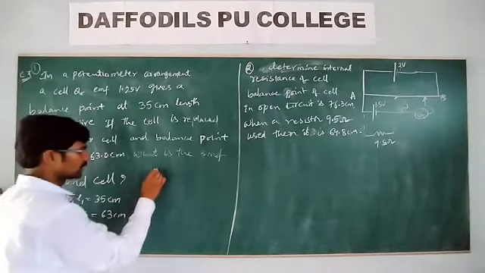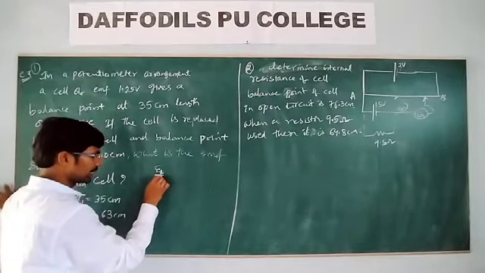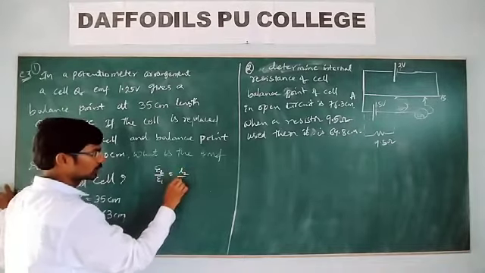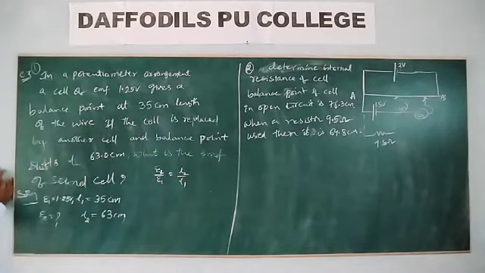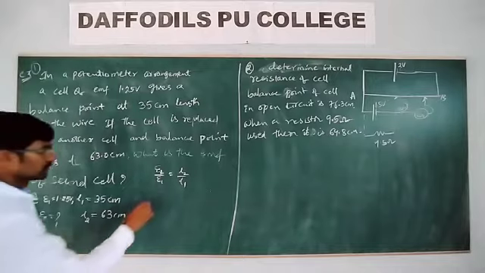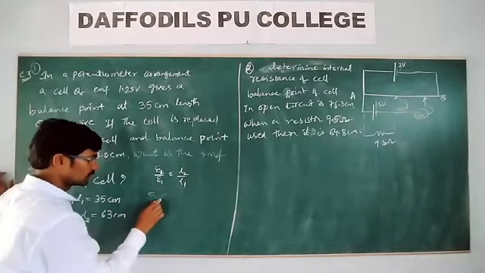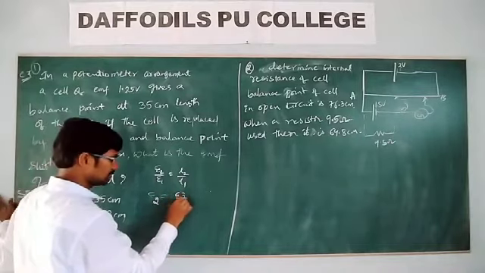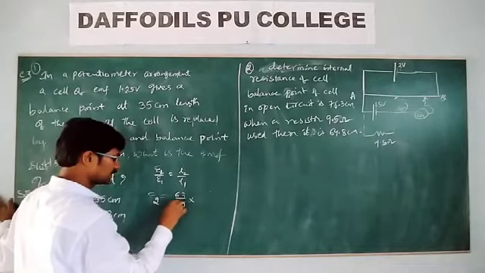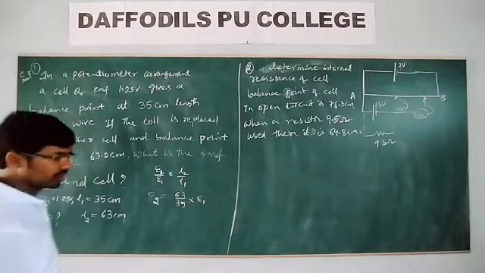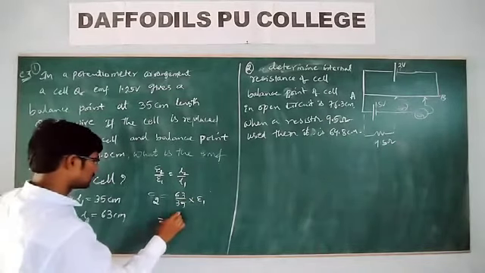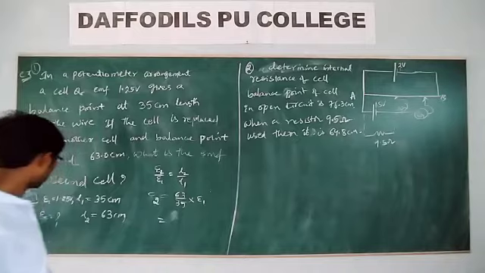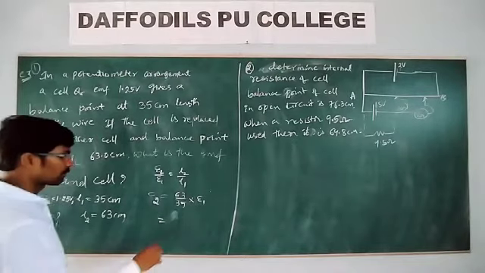Now what do we know? E2 by E1 is equal to L2 by L1. EMF is exactly proportional to the balance length. Then E2 is equal to L2 by L1 into E1, that is 63 by 35 into E1, which is 1.25.